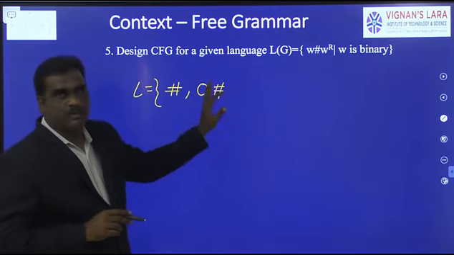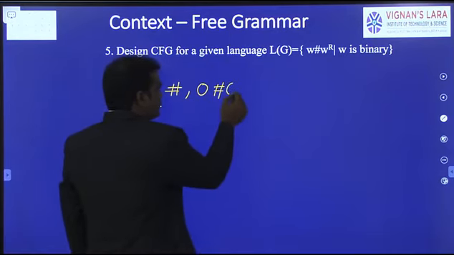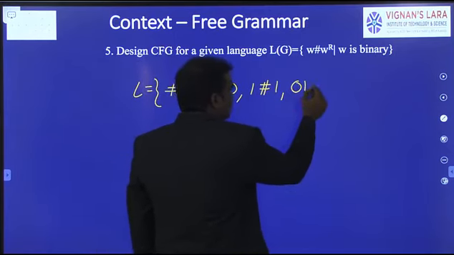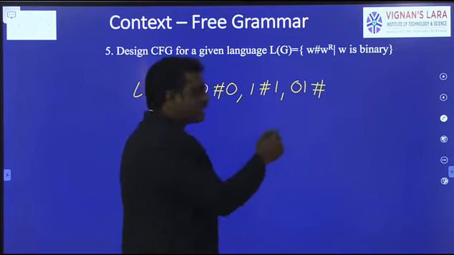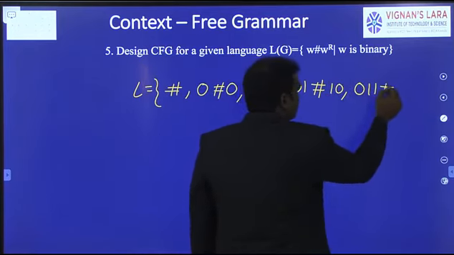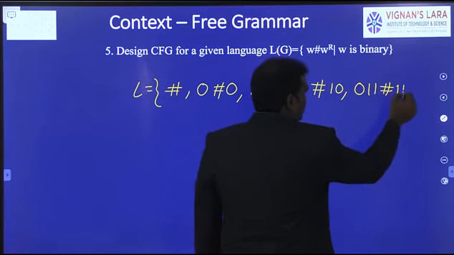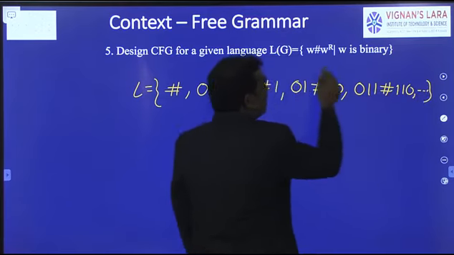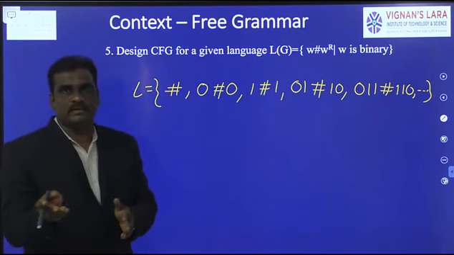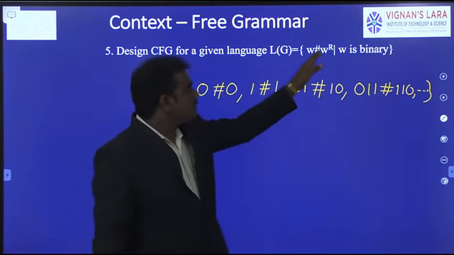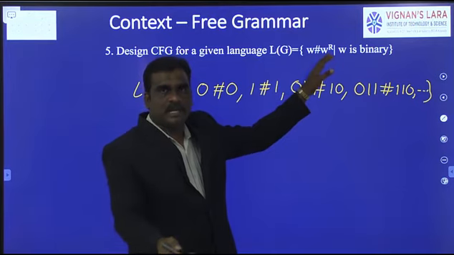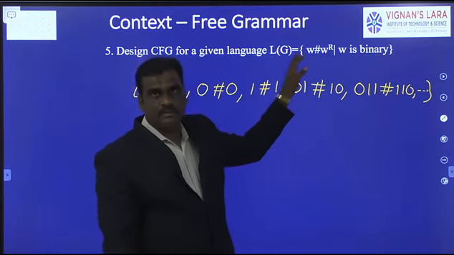0 hash W power R, and W power R means again 0. Suppose 01 is a W, then hash, then W power R, you can write 10. Or W is 011, hash, and W power R is the reverse. So here the hash is a separator between W and the reverse of W. Before the hash, it is an input string, a combination of zeros and ones. After the hash, it is the reverse of W.